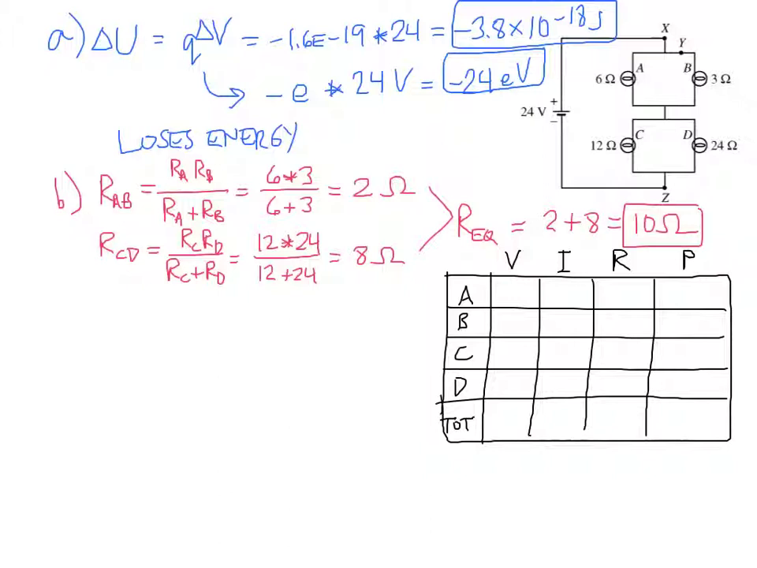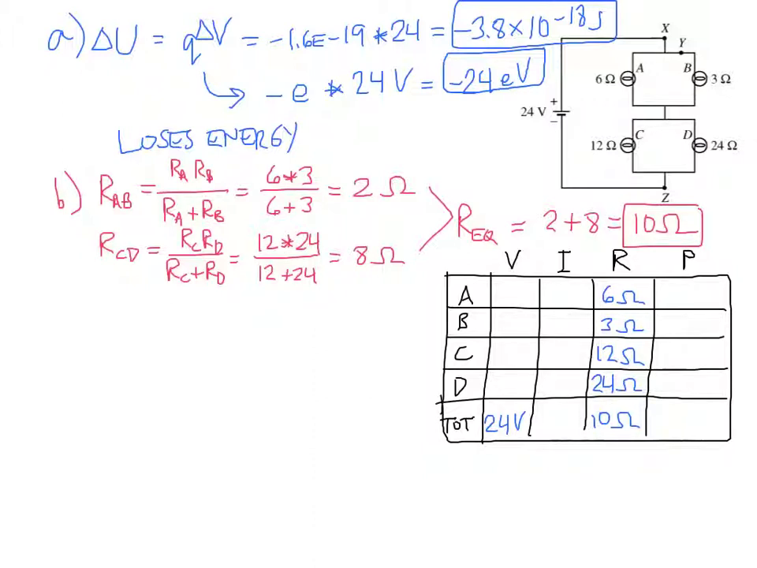And we can start listing everything that we know in this chart. So we know the resistances of the 4 bulbs. So we have A is 6 ohms, B is 3 ohms, C is 12 ohms, D is 24 ohms, and the equivalent resistance of the entire circuit is 10 ohms. We also know the voltage of the battery supplying the entire circuit is 24 volts. So, as long as you know two of the 3 things of the V, the I, and the R within a row, you can solve for the last thing.